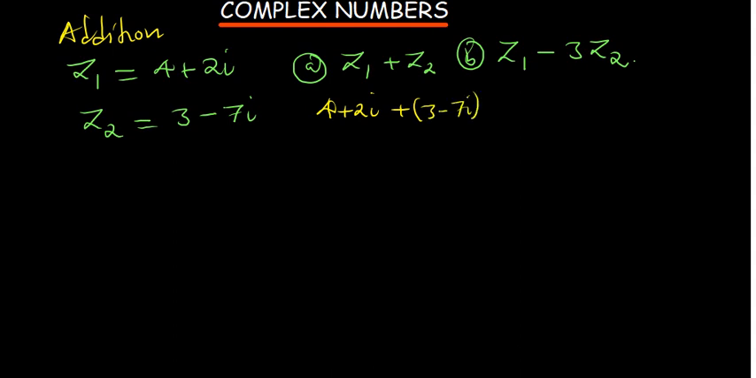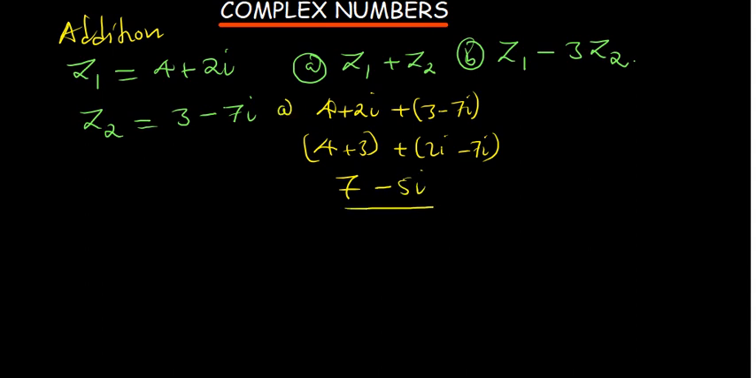Add like terms together: the 4 plus 3 are going to be added, and then the 2i minus 7i also added. So this is going to give us 2i minus 7i, that would be negative 5i. So this is z1 plus z2.